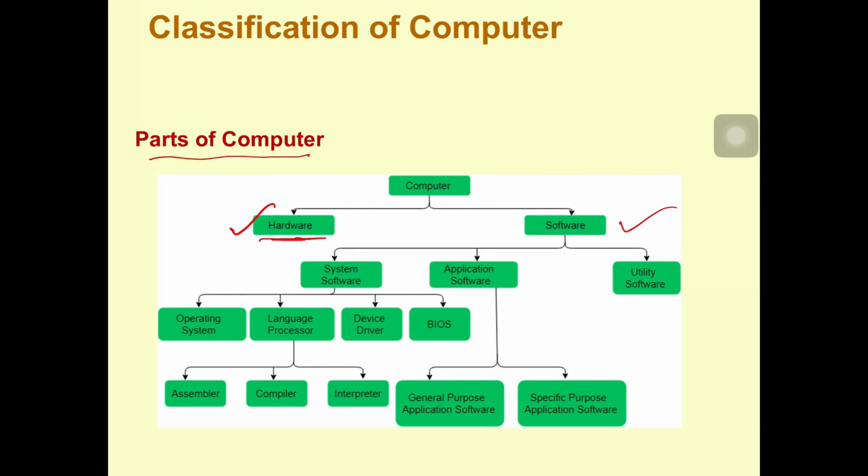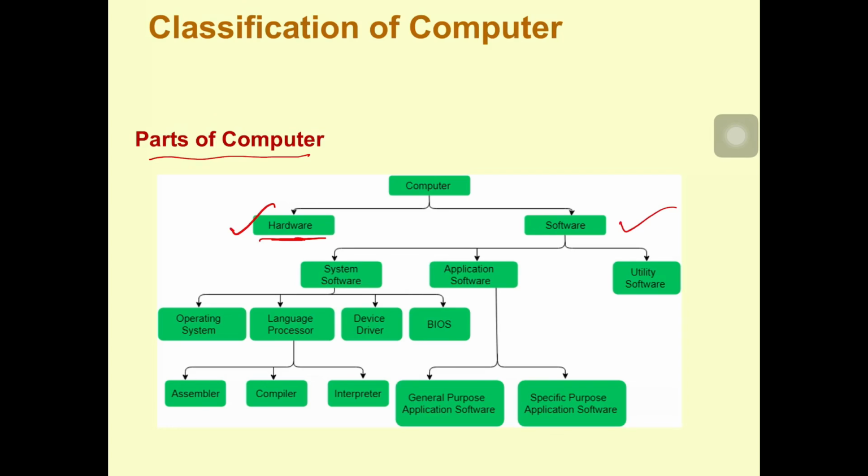Now, what about the tangible and non-tangible part of the computer? Tangible part means the part we can touch. We can touch keyboard, we can touch mouse, we can touch CPU. All these are parts of the hardware. Now software is the non-tangible part of the computer, but it is quite important. Without software, all the hardware is inefficient to run.